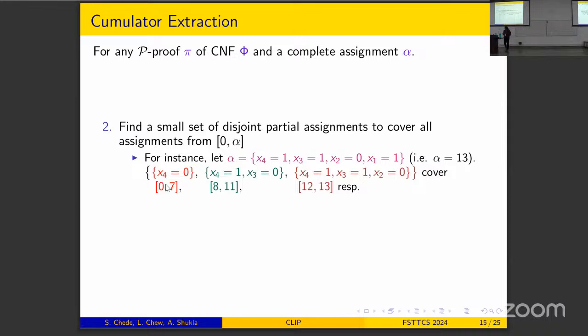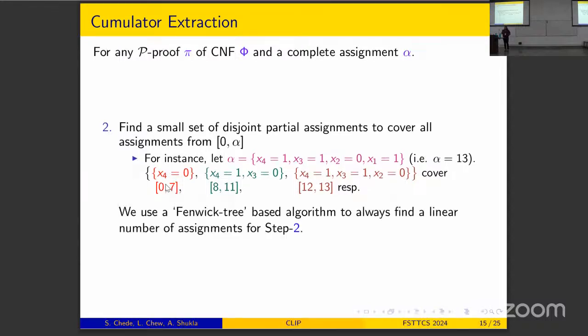But alpha can be large, and we don't want to check all the assignments strictly, right? So we come up with a way to find partial assignments that cover the entire range of 0 to alpha, and which is not exponential. In fact, we found a way that it becomes linear. It's based on the Fenwick tree algorithm. If you know the binary indexed tree, I'll come to it if time permits in the end.